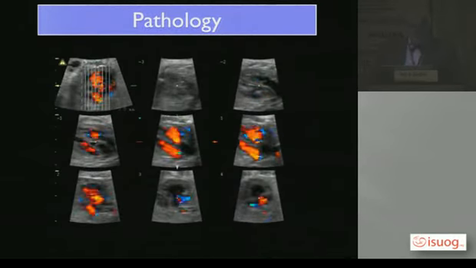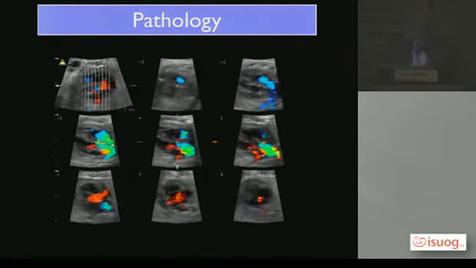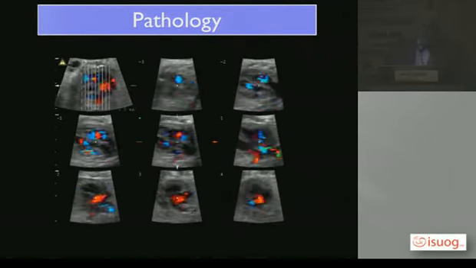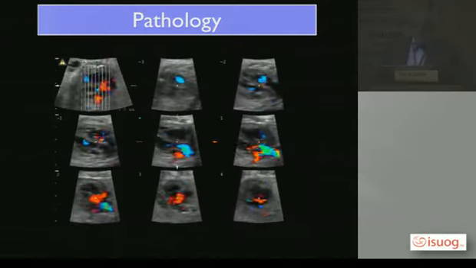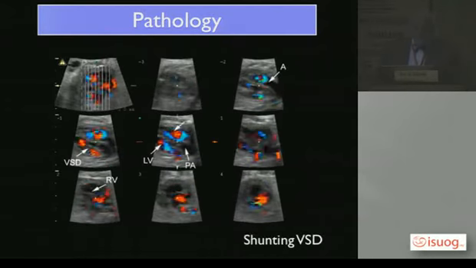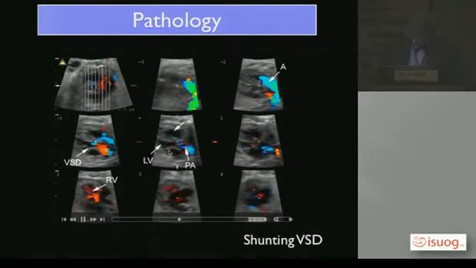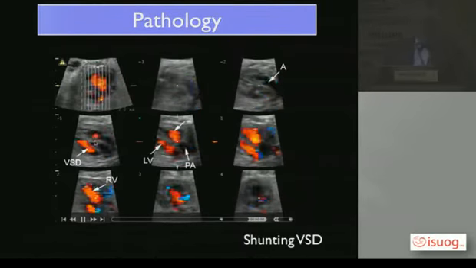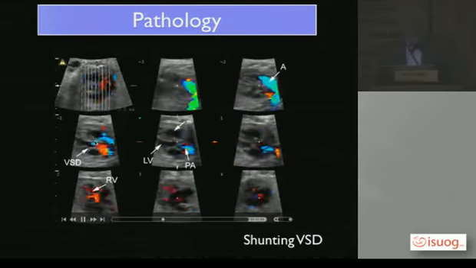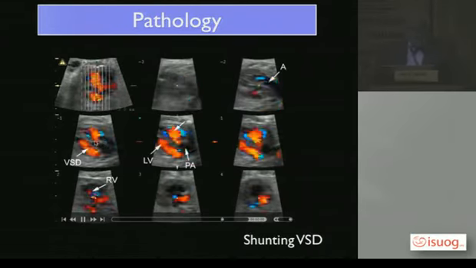Okay, another case. This was the same case of transposition, and we turned the color on, and what did we observe? We saw a shunting VSD located right about here that we didn't perceive on the 2D image of this case with transposition. So again, the color Doppler helped us to see that.